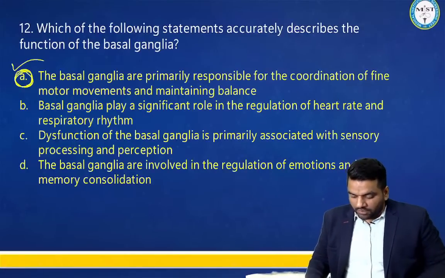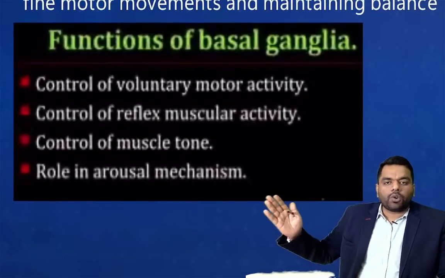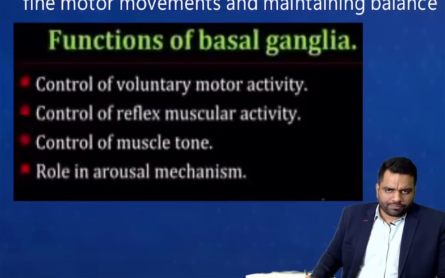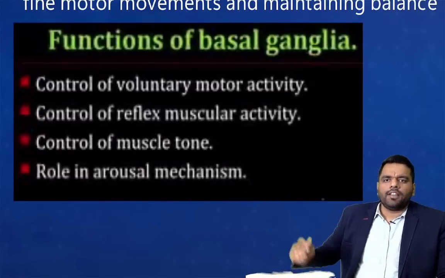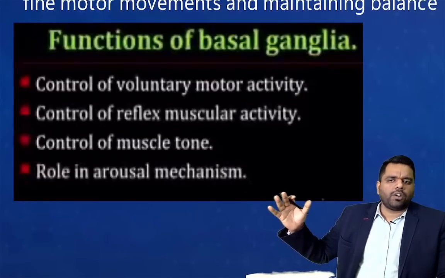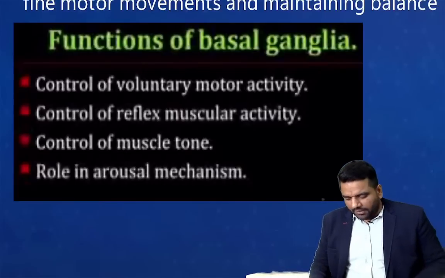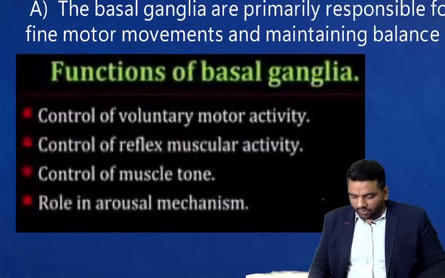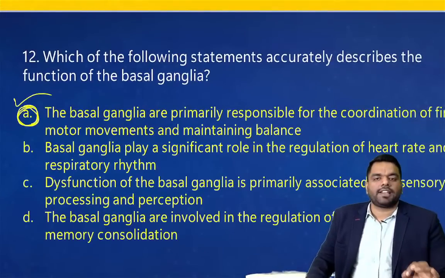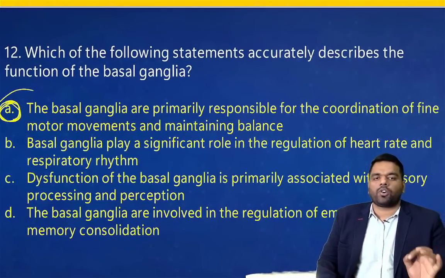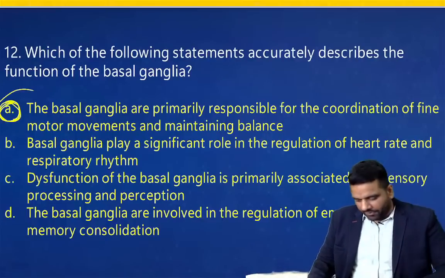Right, beta? So please see some of the functions of the basal ganglia. It controls voluntary motor activity. Second, it controls the reflex of muscular activity. Third, it controls muscle tone, and it has a role in the arousal mechanism as well. So the right answer of this question number 12 is that the basal ganglia are primarily responsible for the coordination of fine motor movements and maintaining the balance, right? Very good.